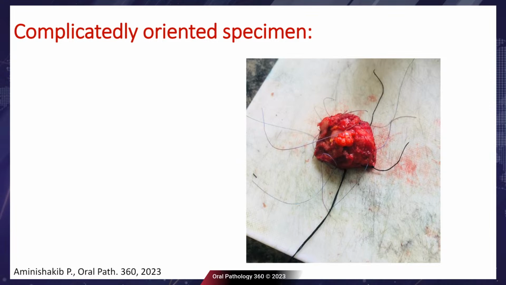Although there are sometimes cases with complicated oriented specimens, you are supposed to be in connection with your surgeon and make them aware of these complications, for example when the surgeon marks the specimen with multiple sutures that make you confused about the orientation of the specimen.